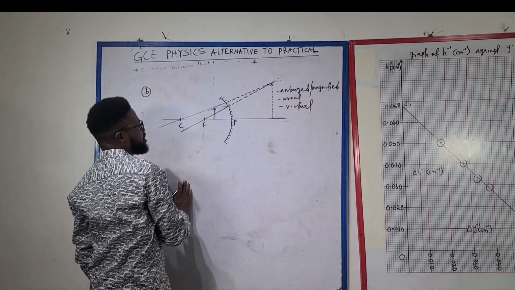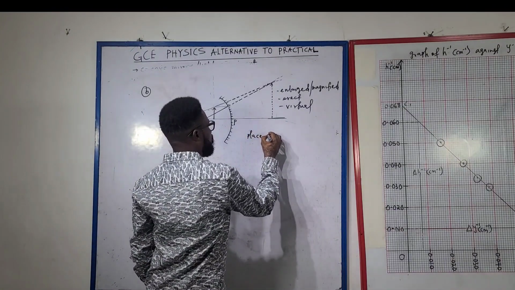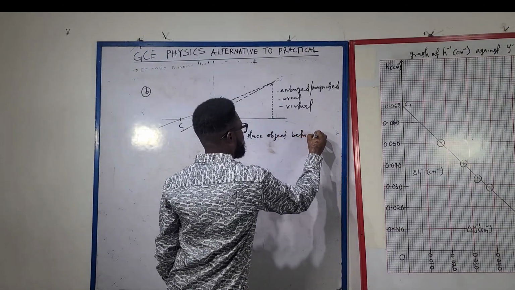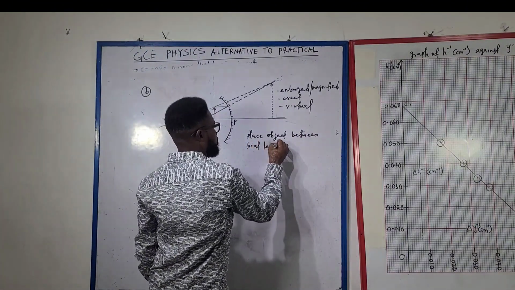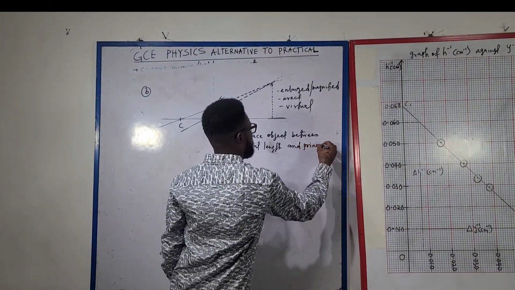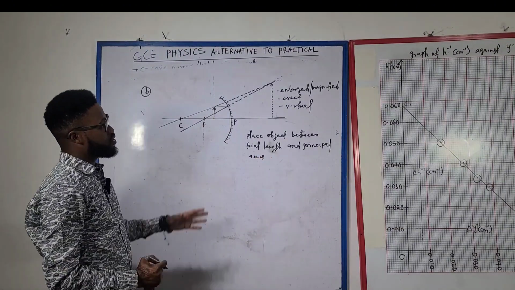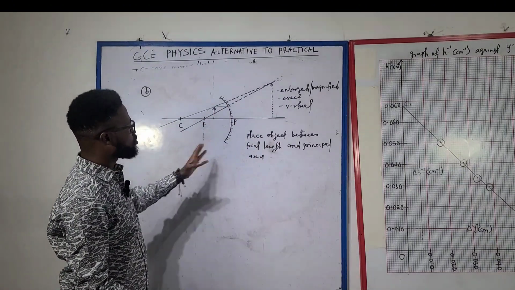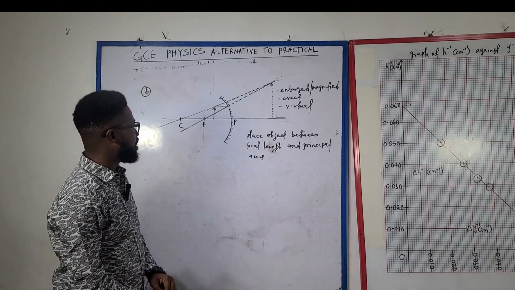So you'll be able to obtain this if you place objects between the focal length and the principal axis. With the aid of the diagram, I've been able to explain that that is when you get an enlarged image for a concave mirror.